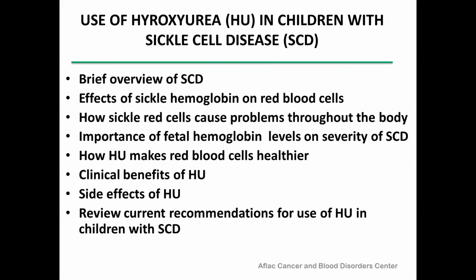This slide shows the outline of the presentation. We'll start with a very quick overview of sickle cell disease, including the effects of the sickle hemoglobin on the red blood cells themselves, and on how the sickle red cells cause problems throughout the body. Then we'll turn to discuss the importance of fetal hemoglobin levels on the severity of sickle cell disease. And we'll talk about that because, as you'll hear, hydroxyurea raises the level of fetal hemoglobin in the red cells of the people who use the medication.